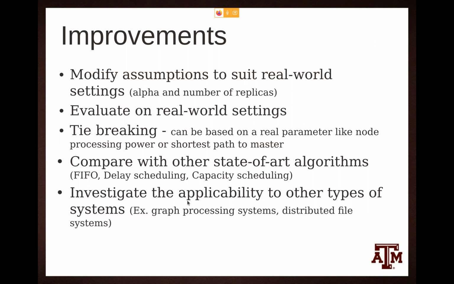Moving on, we discussed the improvements that can be done. The alphas can be tuned as per the machine capabilities, the number of replicas can be increased and then seen, and the tie breaking we already discussed. Then, compare with other state-of-the-art algorithms like FIFO. The paper doesn't discuss FIFO because they already discussed the naive fair share scheduler, but there are many other existing algorithms used in data centers, and the paper can do an evaluation on them and also investigate the applicability on different types of systems.